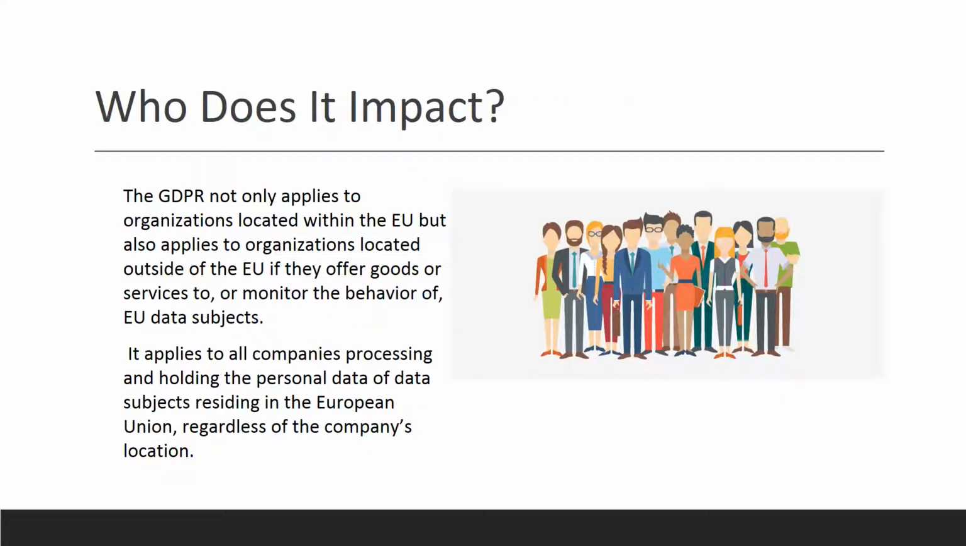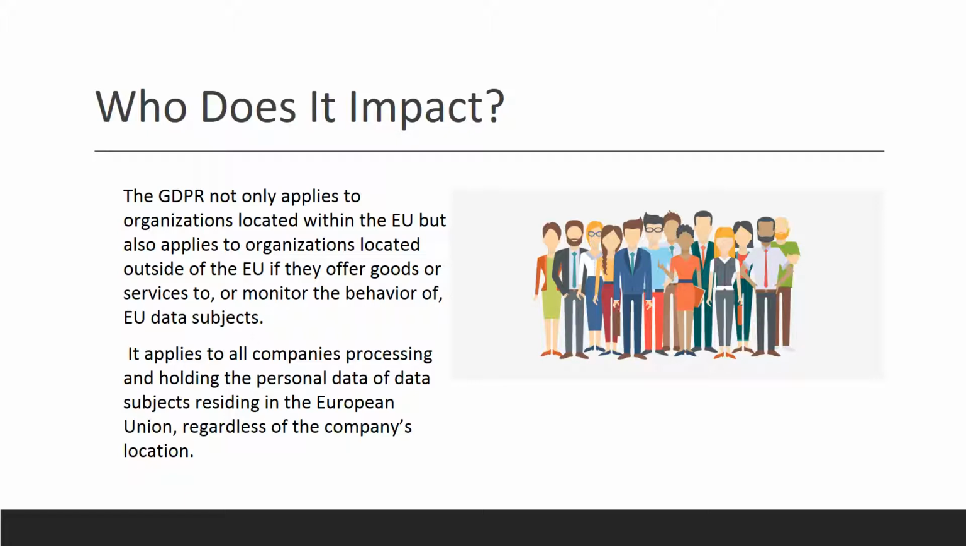We've discussed the principles of GDPR. Now let's talk about its impact. So who does the GDPR impact? The GDPR not only applies to organizations located within the EU, but also applies to organizations located outside of the EU if they offer goods or services to or monitor the behavior of European Union data subjects. It applies to all companies processing and holding the personal data of data subjects residing in the European Union, regardless of the company's location.